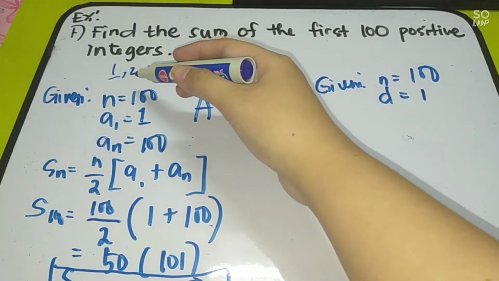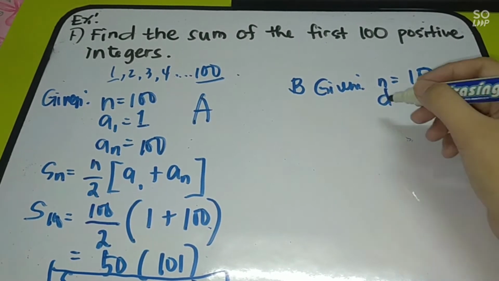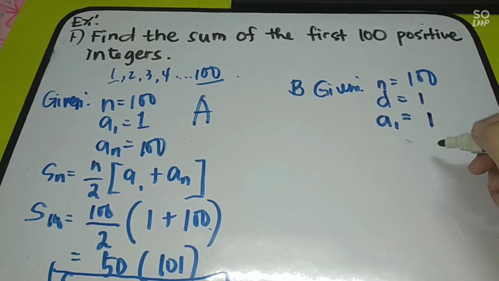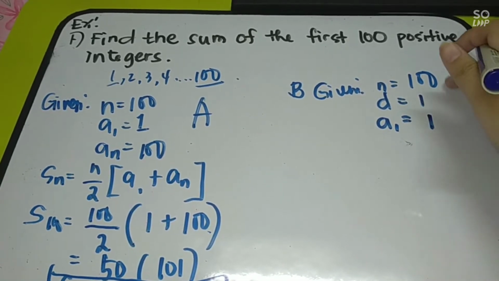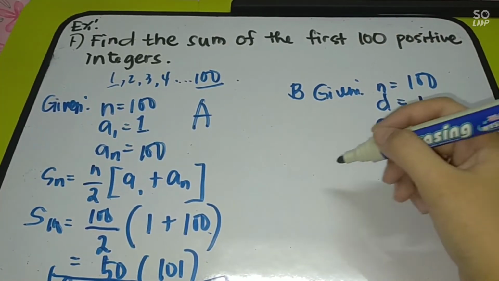Bakit 1? You will just subtract 2 minus 1 is 1. 3 minus 2 is 1. That is the common difference. Your first term, we have 1. That is your first term. So, that is it. Meron na tayong given for the situation B. Tingnan natin kung parehas sa magiging sagot niya.